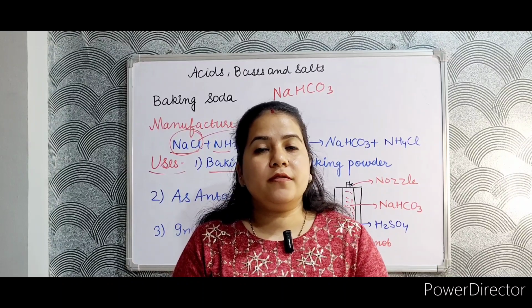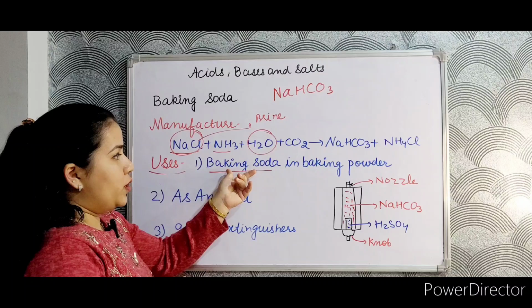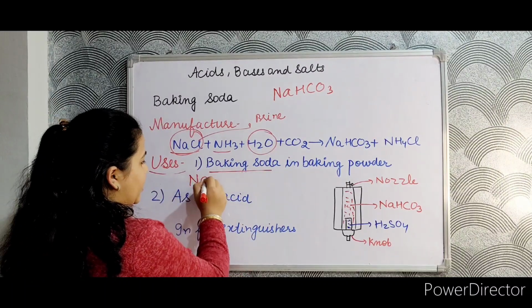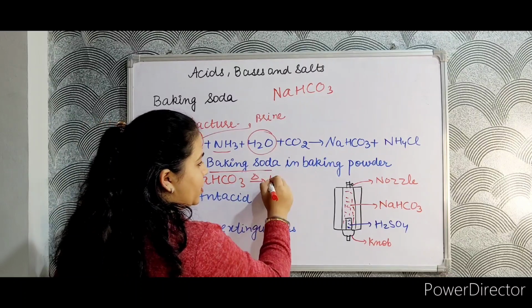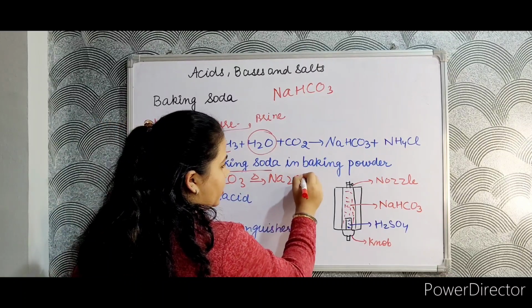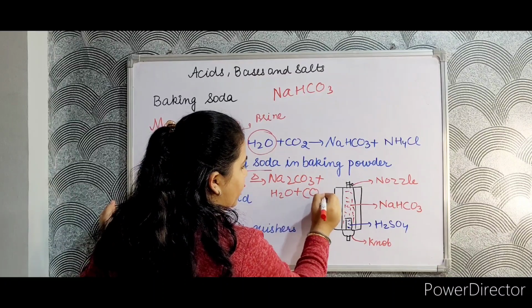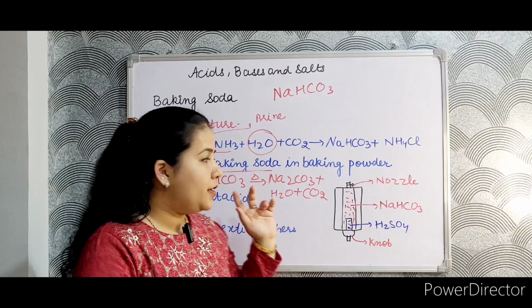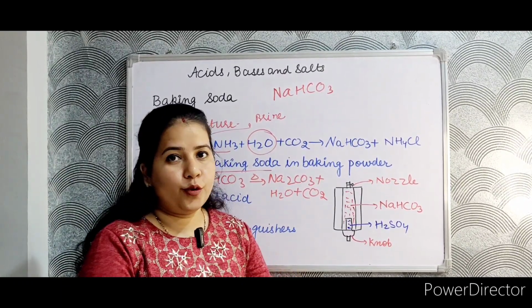The purpose of adding baking powder is that the baking soda present in it, when it is heated, converts into Na2CO3 along with H2O and carbon dioxide. This carbon dioxide released in this reaction makes the cake fluffy and porous.